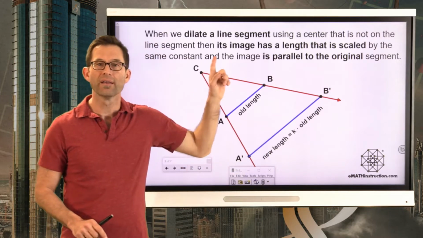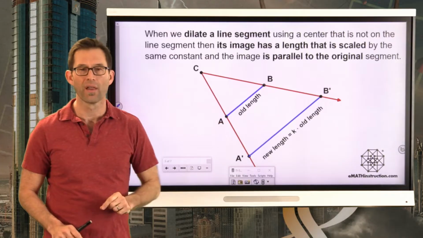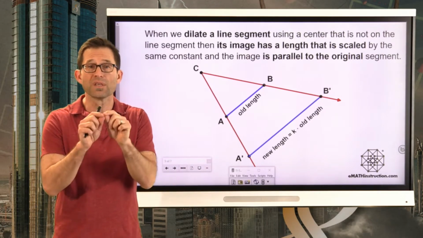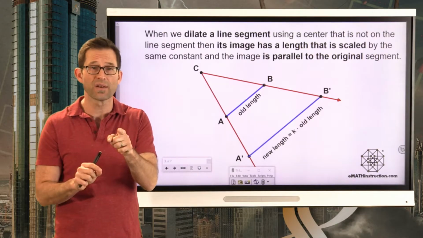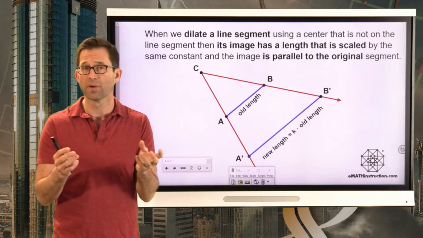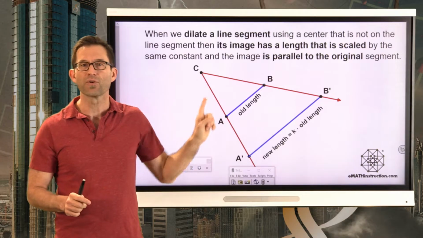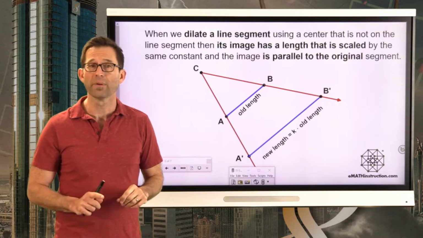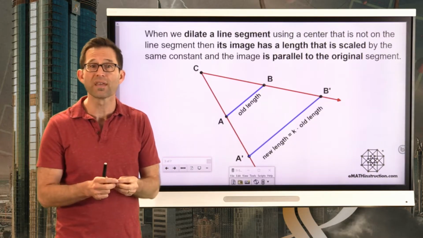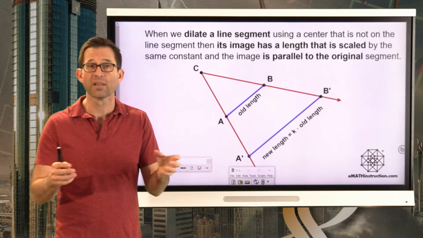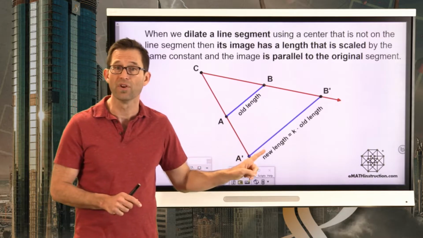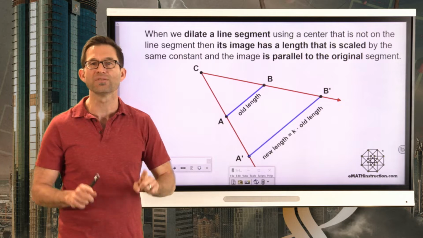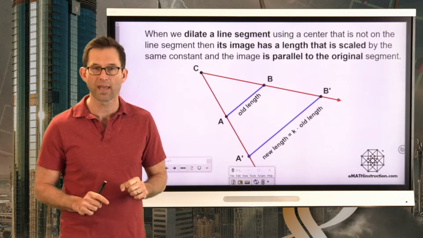When we dilate a line segment using a center that's not on the line segment, and that's really key. In the last lesson, every time we did a dilation, it was in this one-dimensional sense, and the center was always on the line segment that we were dilating. But if the center doesn't lie on the line segment, then that segment always has its length dilated by the same constant. The new length is k times the old length, and its image is always parallel to the original segment.